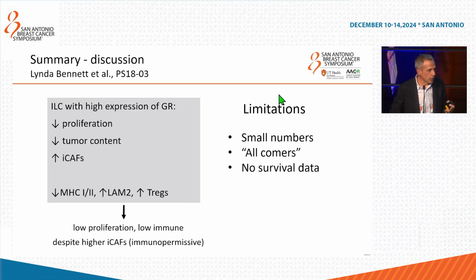But the limitation here is that the numbers are very, very small, and they include all comers. Because you're going to see that in lobulars, it's not just one, and even in the classical isotypes, there are more subtypes, and we didn't see survival data. But we might discuss this later.